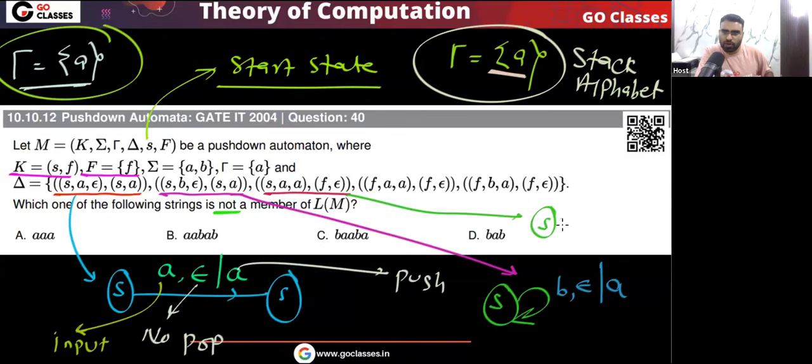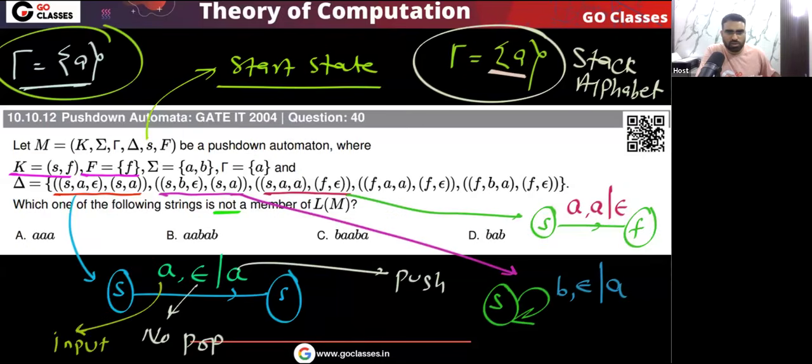The meaning of this is: from state S I am going to state F. The next state is F, and on the input string I am reading A. On top of the stack I should have A, then I will pop it. Basically, it is A comma epsilon. So this transition we have also seen.